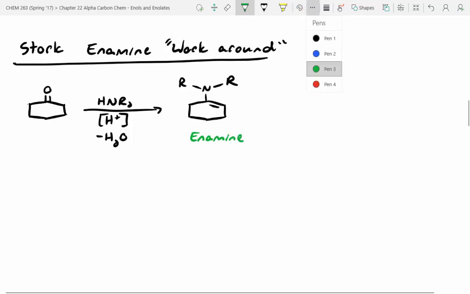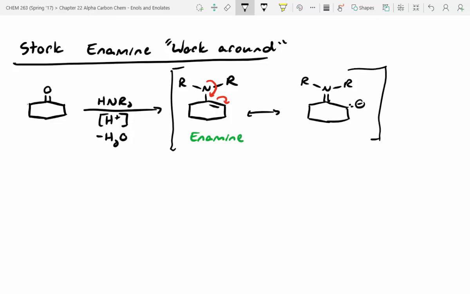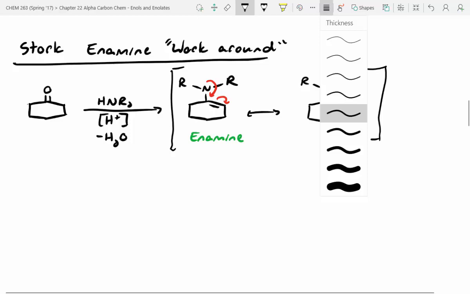Enamines are special because they do have this resonance structure where this lone pair can hop over and dump electron density onto the adjacent carbon. However, that's a really minor contributor in its resonance form, right? Whoops, I forgot the positive up here. Typically, we want to draw resonance structures that are uncharged, which makes this a super weak nucleophile.